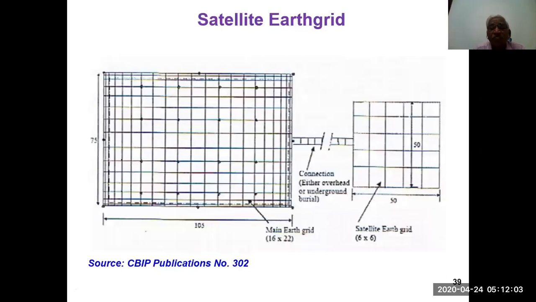Satellite earth grid means the earth grid is done away from the normal one and a connection is taken from that. That is called the satellite. This diagram has been copied from the CBIP manual 302, and thank them.